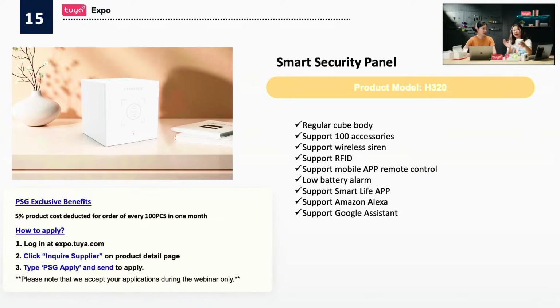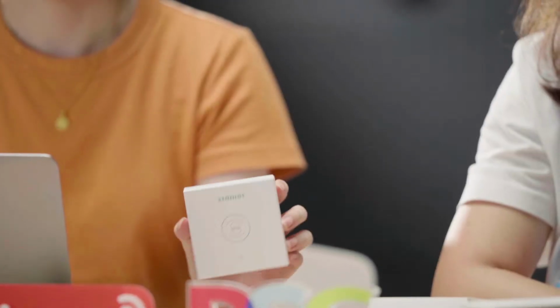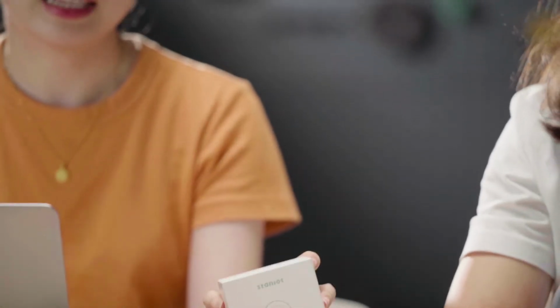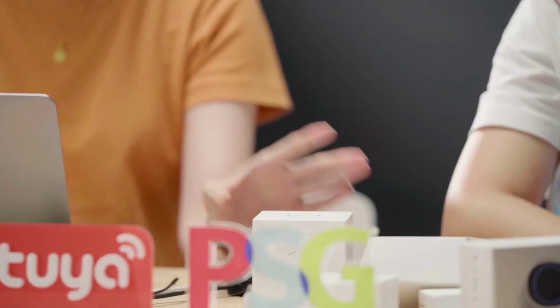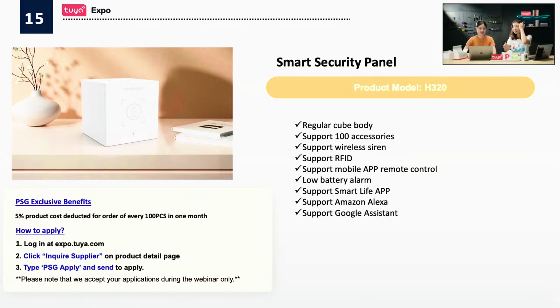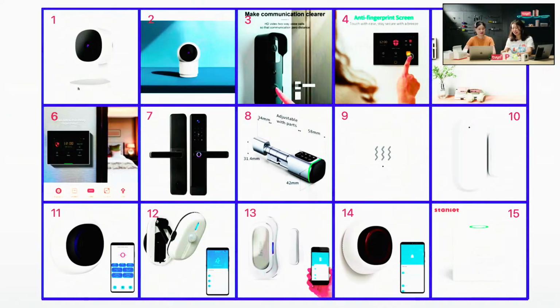Anything that you want to add on. This last one has a low battery consumption alarm, and it also supports the Tuya Smart Life app, and also supports Alexa and Google Assistant. All right, that's all 15 of them. So let's get back to the collection of all those. So here are the 15 products that we already numbered from 1 to 15.